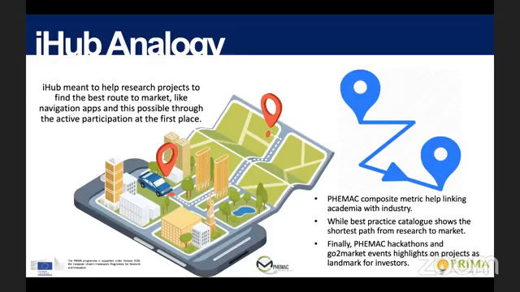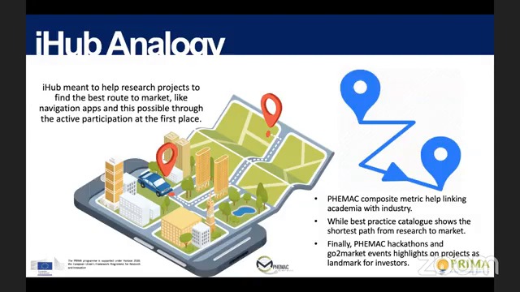The iHub analogy, if you allow me: iHub needs to help research projects find the best route to the market. It's like the go-to-market GPS navigation map apps, and this is possible through active participation in the first place. As you know, GPS tools like Google Maps get smarter with more users actually using them, showing that one street is busier than another, or that there are bumps along this route, and the other one is more paved.